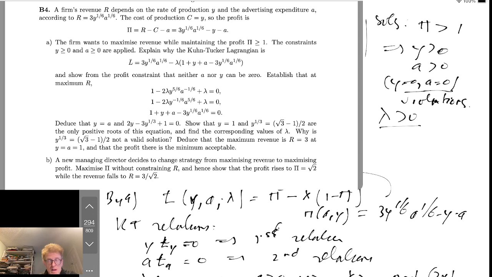And if the constraint is binding, then we can rearrange the first 2 relationships to find that, so use 1 and 2. Well, 1 and 2, I haven't labeled it, but those are the first 2 relationships. So that gives you that Y is A, and then it's a bit of arithmetic.